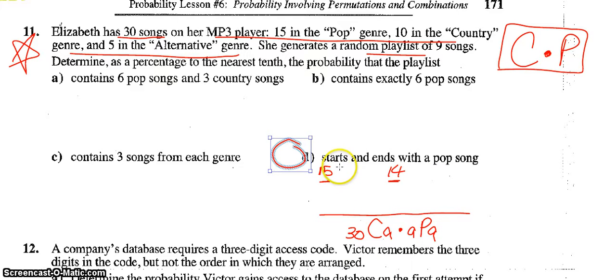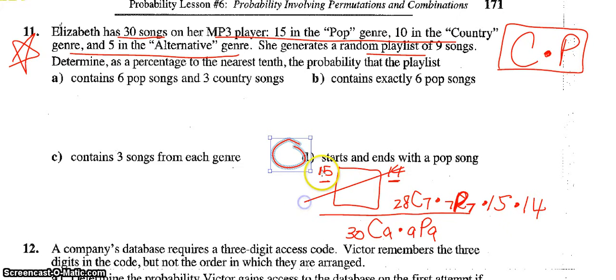Now you need to deal with the 7 songs in between. Out of the remaining, you take out 2 pop songs, so you end up with 28 songs. From the remaining 28 songs, you want to choose 7 of them, and then for those 7 songs you need to arrange them, P7. And then you multiply that with the first song: pop song has 15 choices, times 14 for the last song. So put that in the calculator. That should be the answer for question 11.